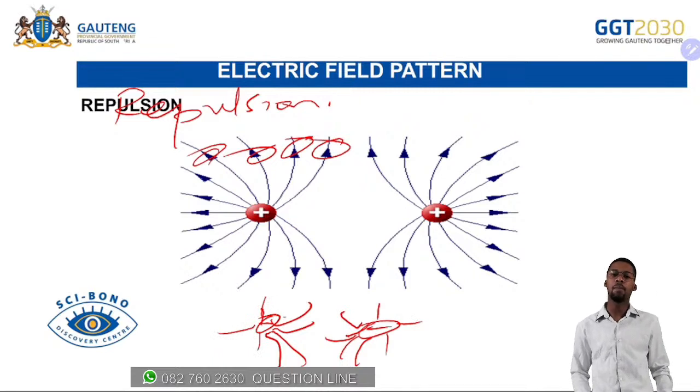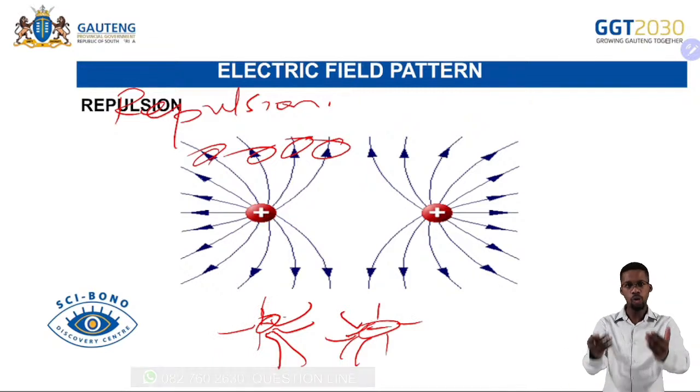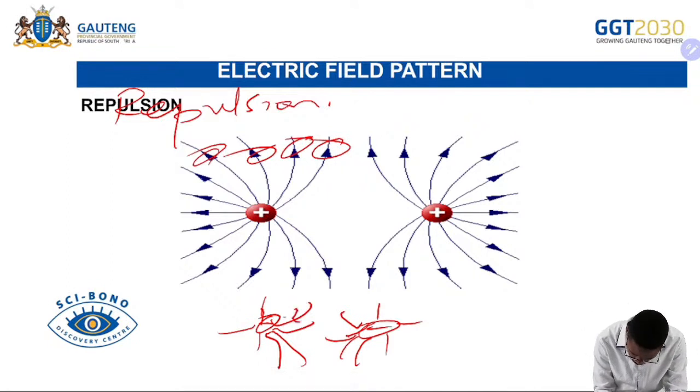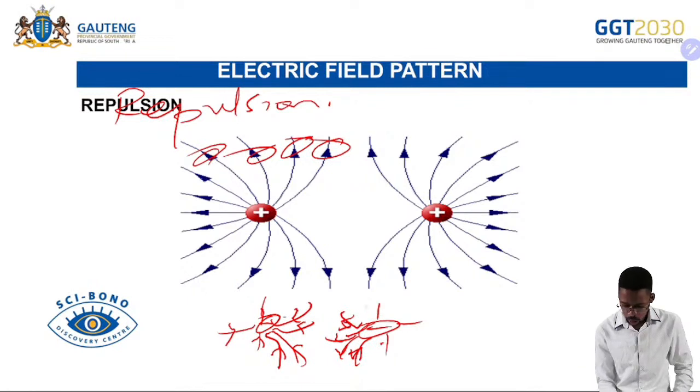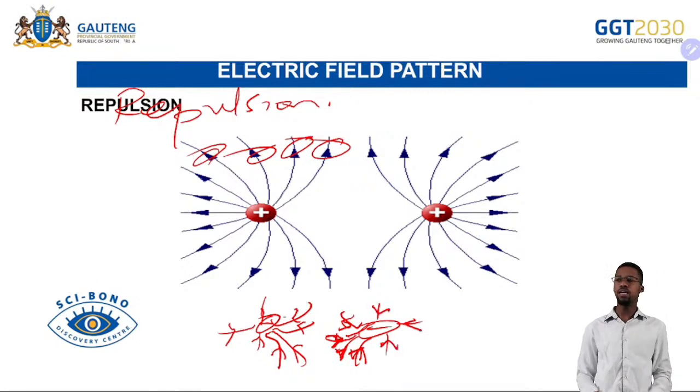And what are we saying about a negative charge? The electric field lines are going in. So you must have the direction in. That's what we are saying: they are going in.